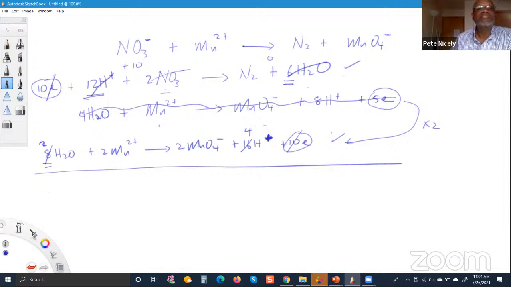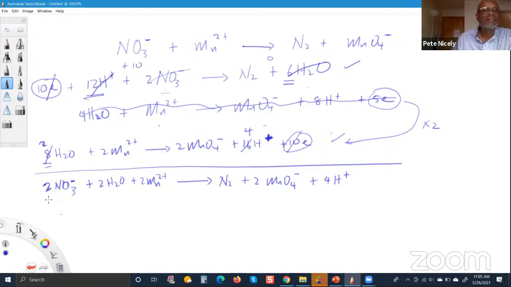So what will be left would be 2NO3- plus 2H2O plus 2Mn2+, and then on the right side, we're going to have N2 plus 2MnO4- plus 4H+. And again, as I said before, we should check through to make sure everything is balanced, including the charges.